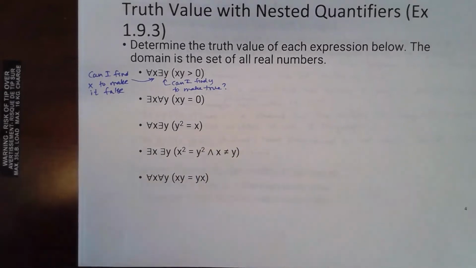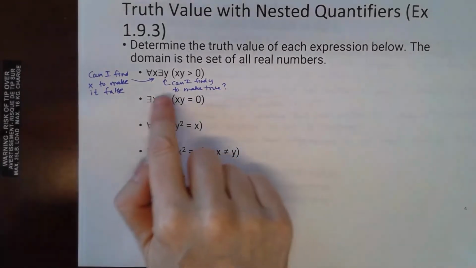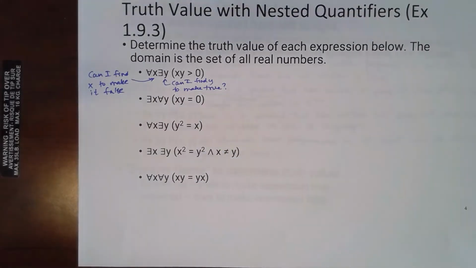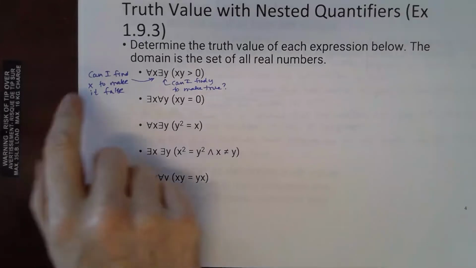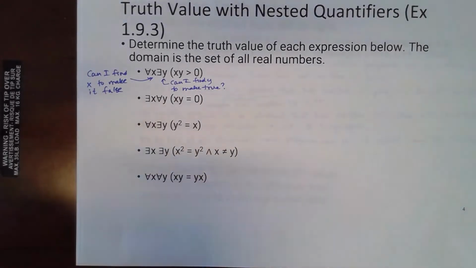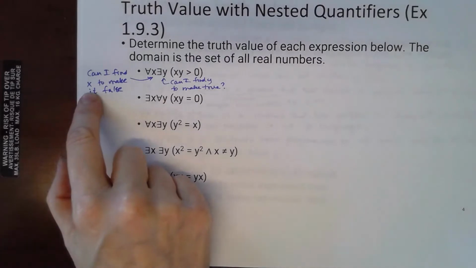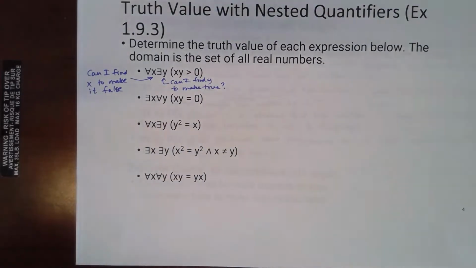If I'm trying to make it true, then I'm saying I can find a Y that, no matter what X you give me, I can make this true. So that's Y's job, and X's job is, no matter what Y you give me, I can choose a value to make it false. So who's going to win, X or Y? X is going to win. And what is X going to choose to make it false?